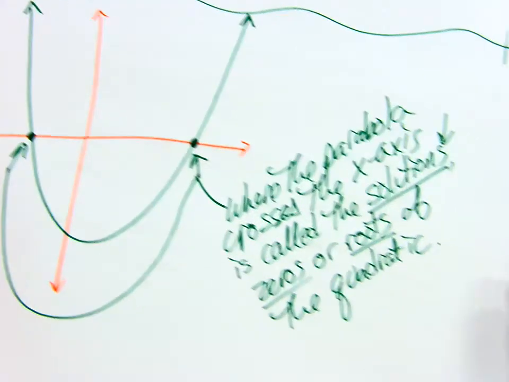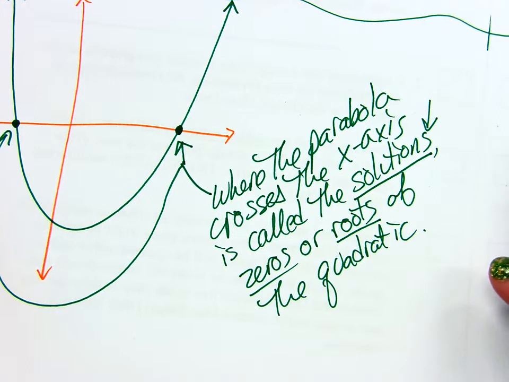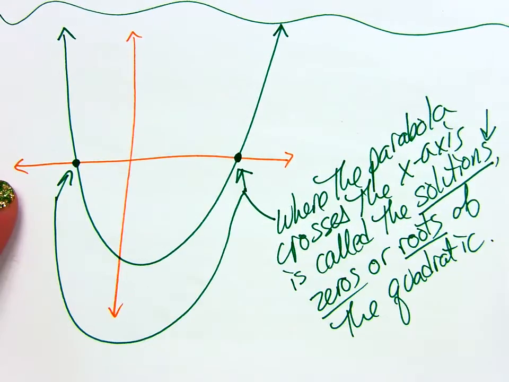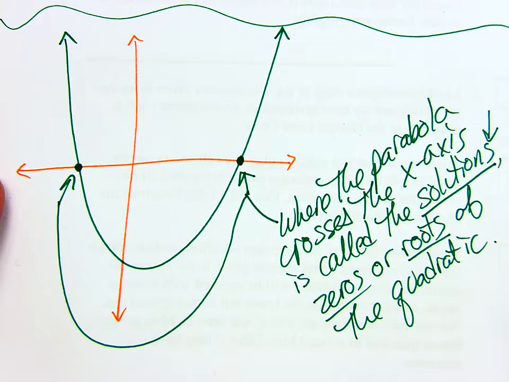So anyway, where the parabola crosses the x-axis is called the solutions, zeros, or roots of the quadratic. So that's what we're looking for in this chapter. Let me ask you this question. Will a parabola always cross the x-axis twice? No. What else could happen?